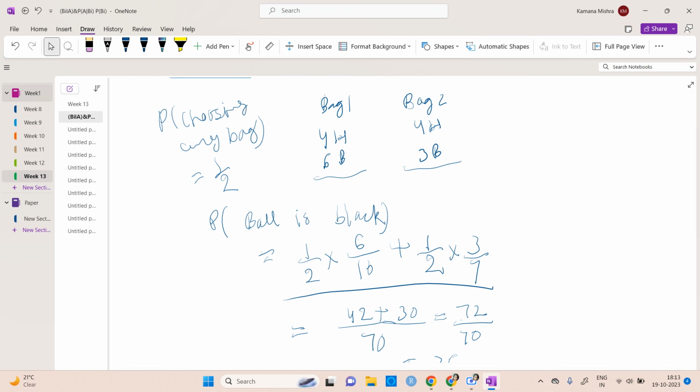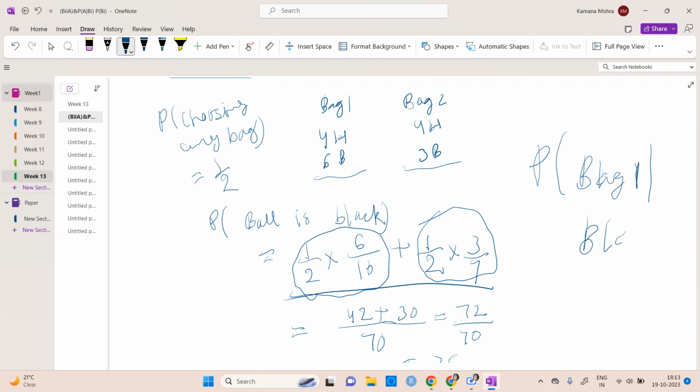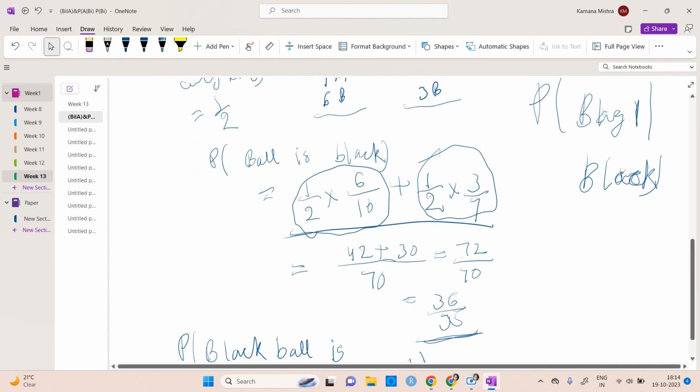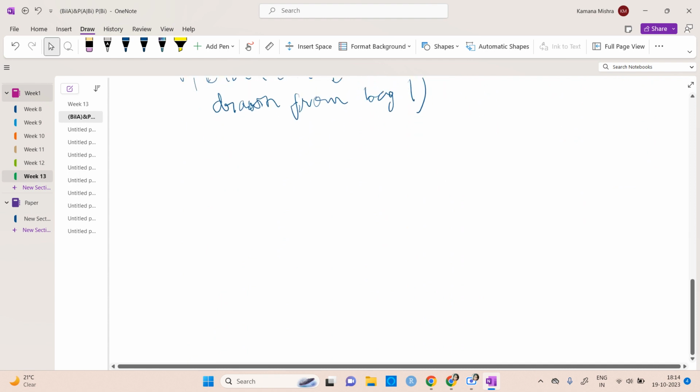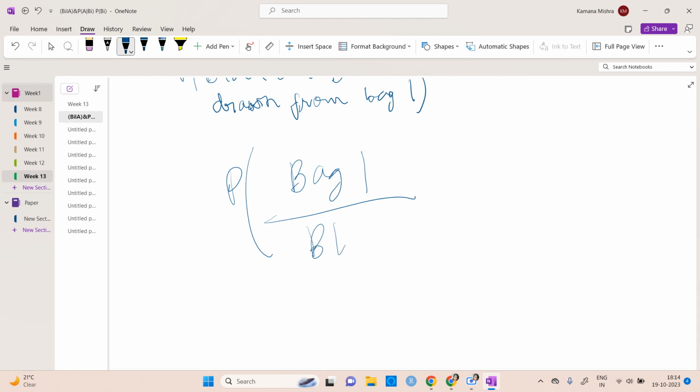No, okay, let me clear this again. This is the probability when it is coming from bag 1. This is the probability when it is coming from bag 2. Black we already know. So we want to find that it is coming from bag 1, given it is black. You know this basically by the intersection. It is a conditional probability.